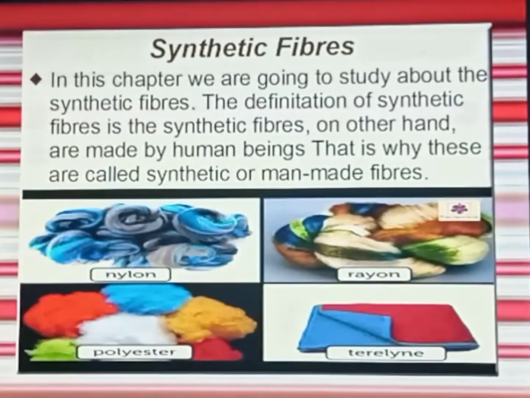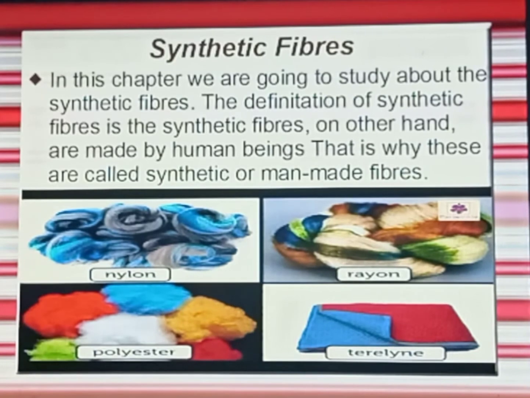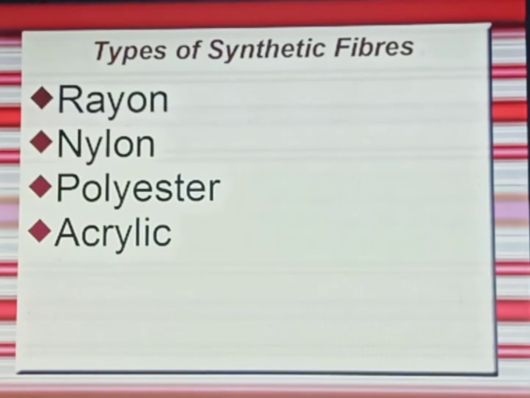Next slide: synthetic fibers. In this chapter we will mainly study synthetic fibers. The definition of synthetic fibers is that, on the other hand, they are made by human beings. That is why they are called synthetic or man-made fibers. The fibers which have been made by man are known as synthetic fibers. You know the examples: nylon, rayon, polyester and terylene. Now let us move ahead.